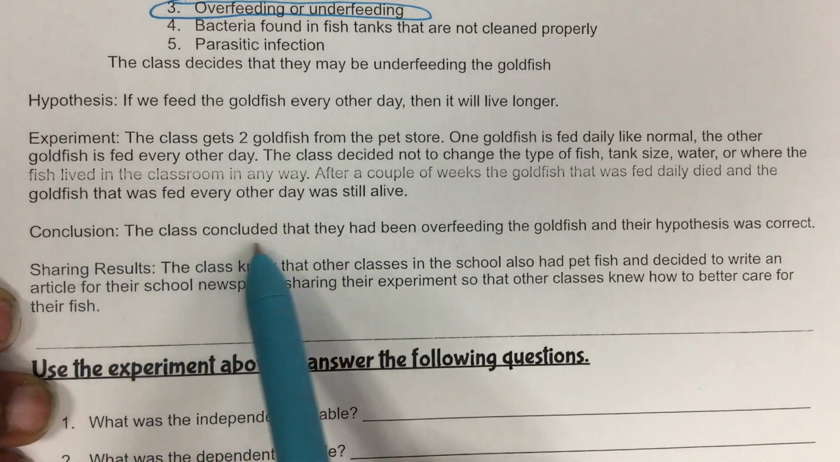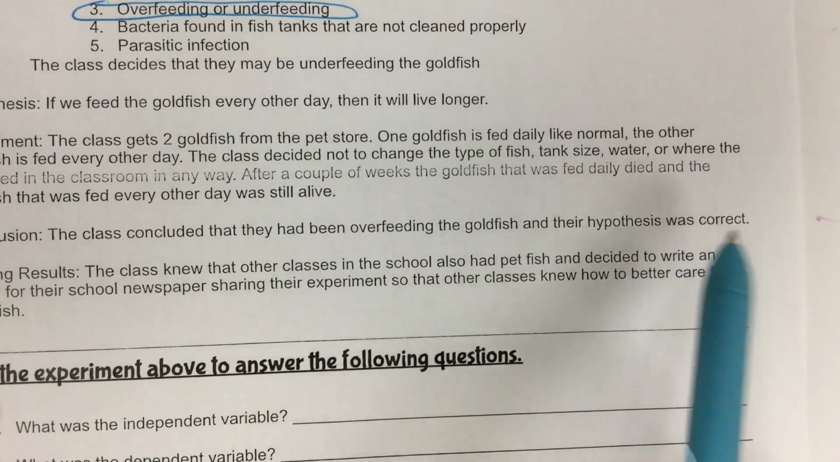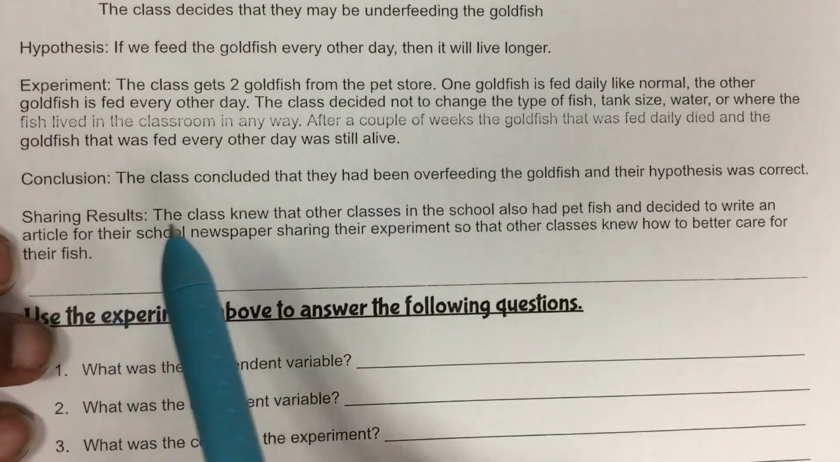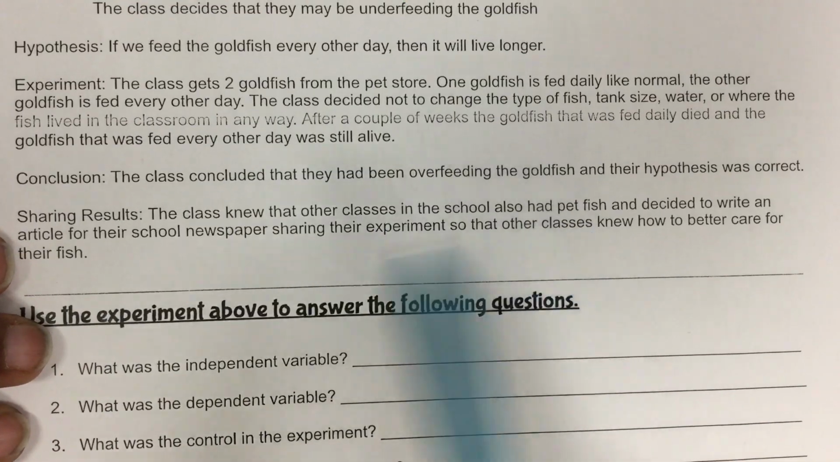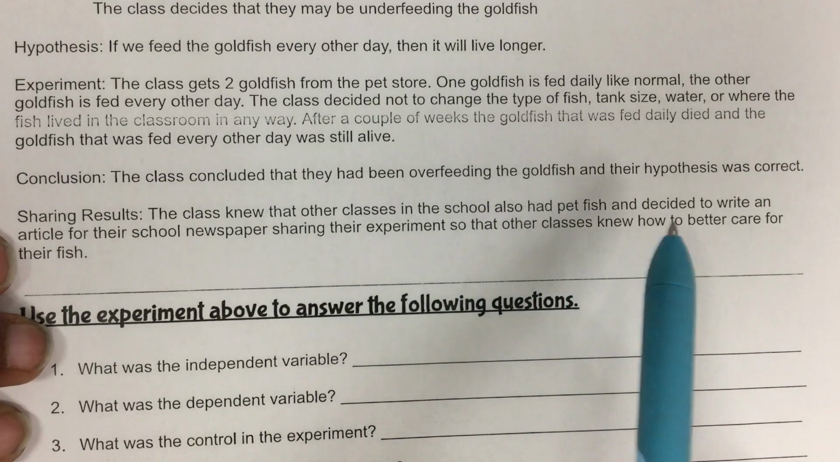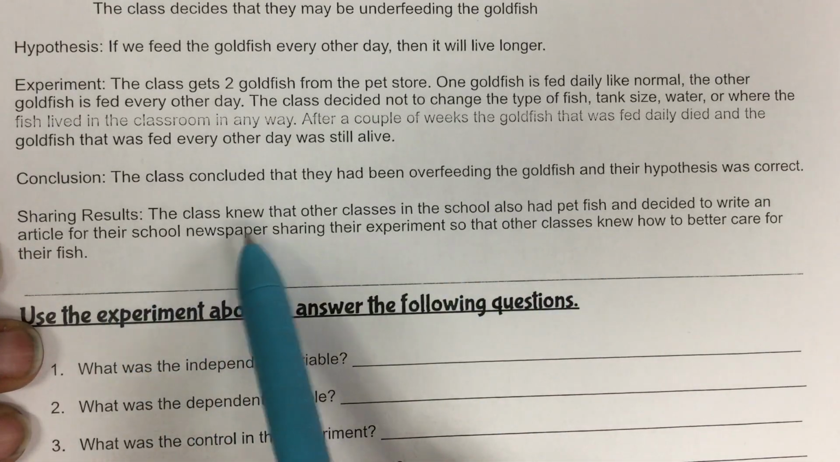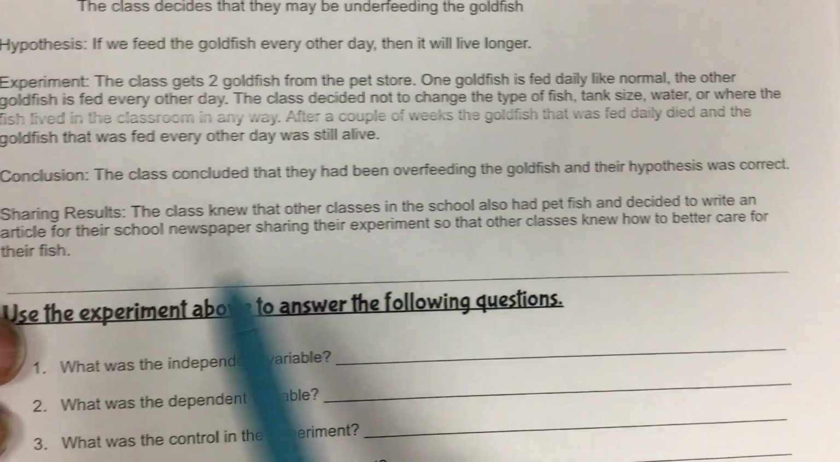For conclusion, the class concluded that they had been overfeeding the goldfish, and their hypothesis was correct. The class knew that other classes in the school also had pet fish and decided to write an article for their school newspaper sharing their experiment so that the other classes knew how to better care for their fish.